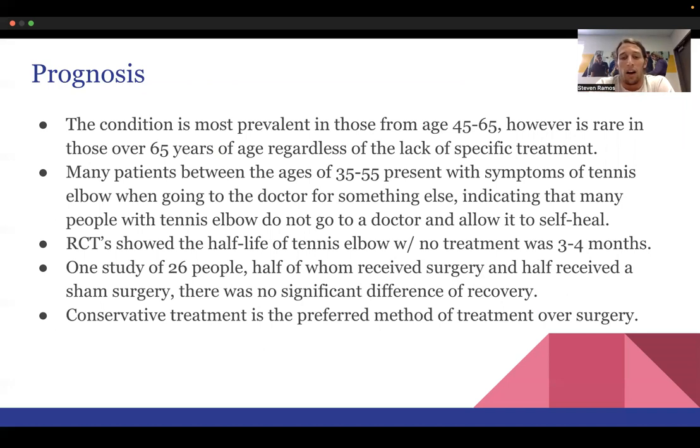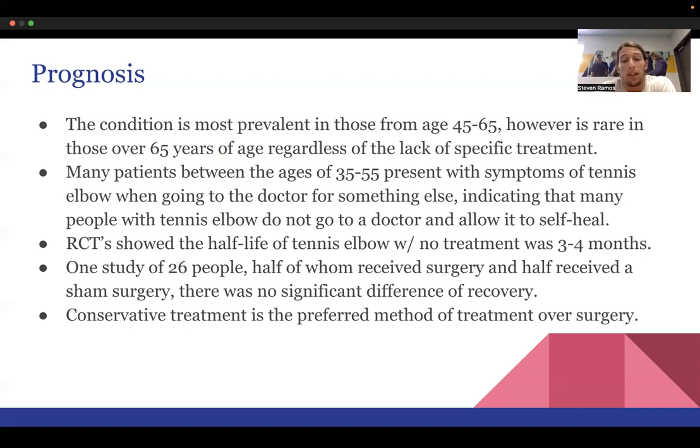And one of the most interesting points was that the half-life of tennis elbow, according to this one study, was only 3 to 4 months. So in 3 to 4 months, 50% of people healed their tennis elbow with no treatment. And then in an additional 4 months, of those 50% that were untreated, another half, so 25% healed. So very few people after 1 year of no treatment still have symptoms, something like 10 to 15%.